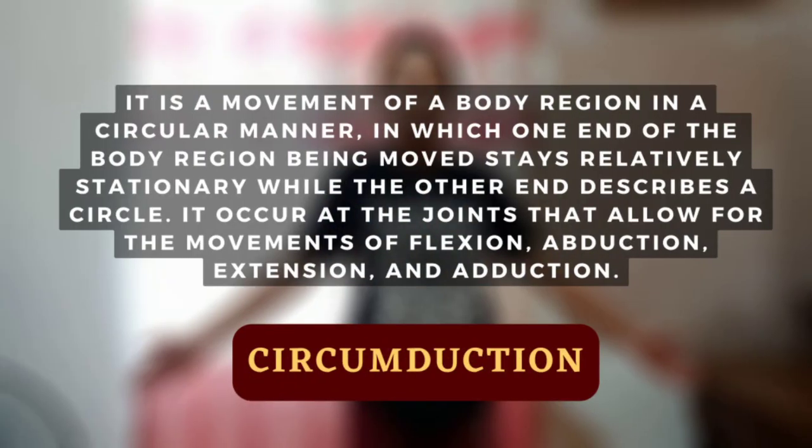Circumduction. It is a movement of a body region in a circular manner, in which one end of the body region being moved stays relatively stationary while the other end describes a circle. It occurs at the joints that allow for the movements of flexion, abduction, extension, and adduction.